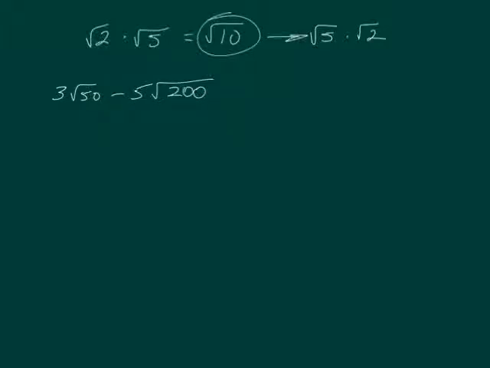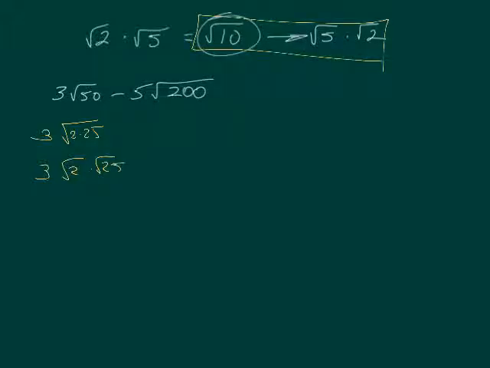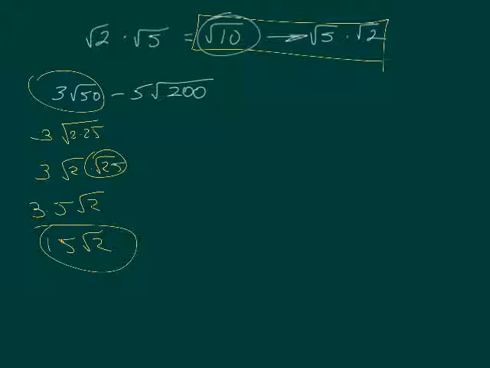So for example, I could take 5 times 10 and get 50, but I can't take the square root of either one of those. But if I took 2 times 25, that equals 50. And that also equals the square root of 2 times the square root of 25. I split them up. Well, I know the square root of 25 is 5, so that can come out of the radical sign, and I get 15 square root of 2. So 3 square root of 50 is actually equal to 15 square root of 2.